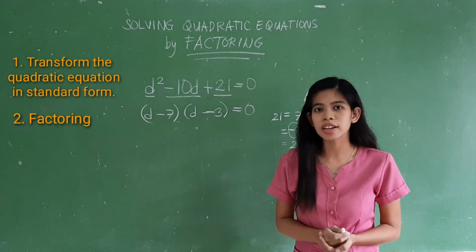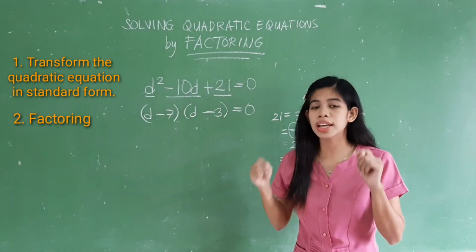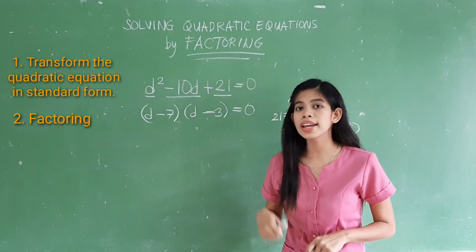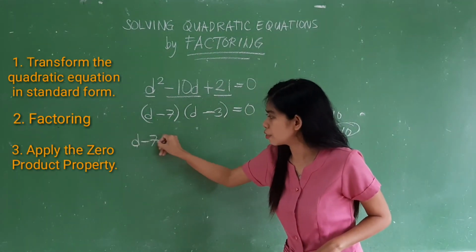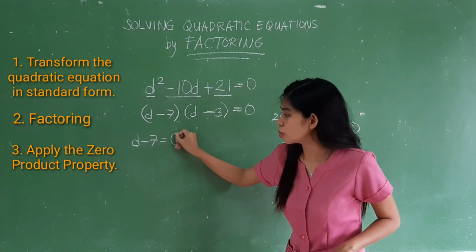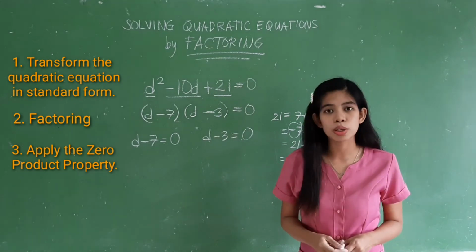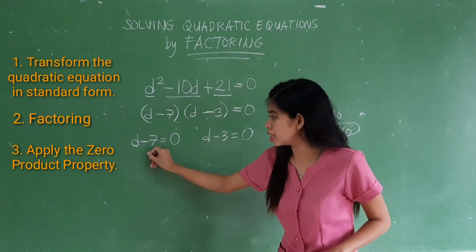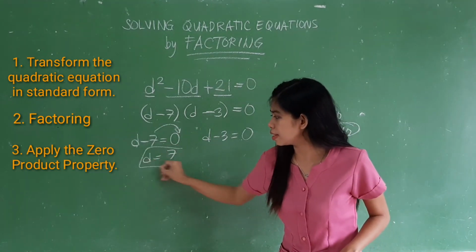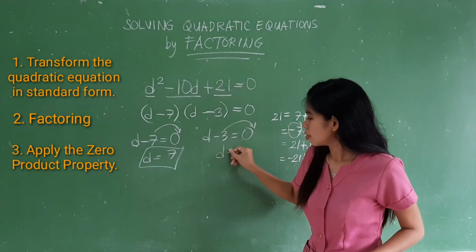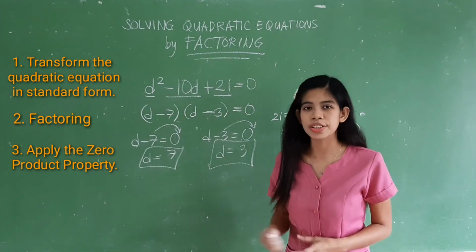Alright? So, we are done with factoring out the given quadratic equation. Now, for us to get the values of d, you have to apply the zero product property, wherein d minus 7, the first factor, would be equal to 0, and the second factor, d minus 3, would again be equal to 0. So, the first value of d, by transposing the constant term to the other side, would give us positive 7, and the second value of d is positive 3. These are now the values of d.